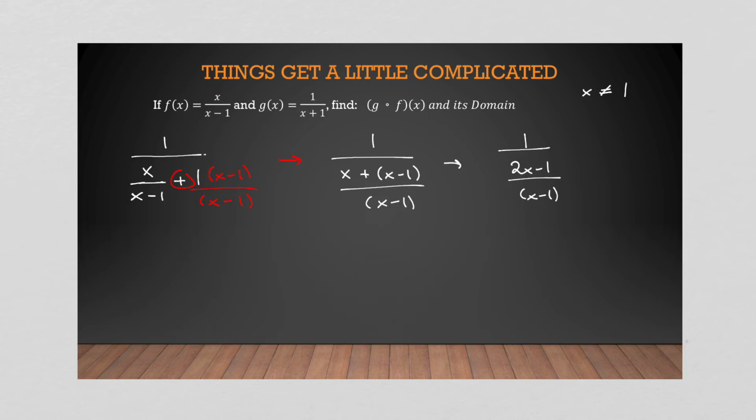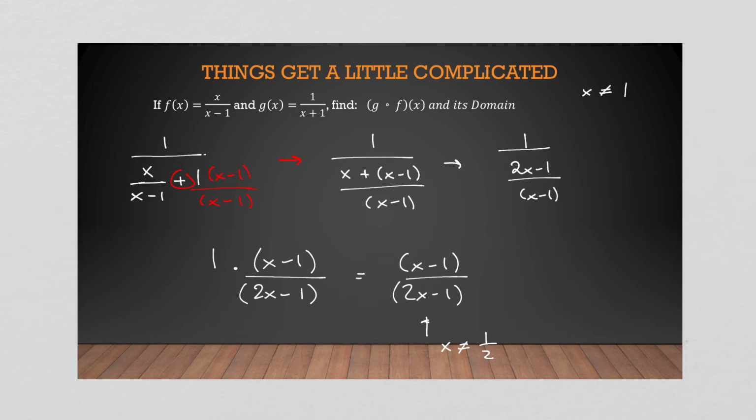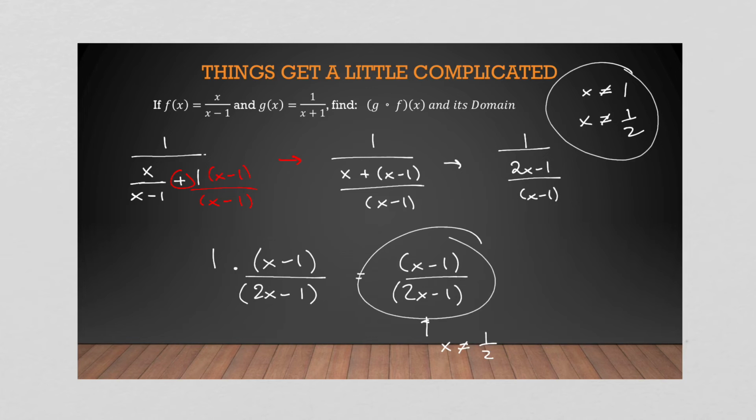And you can think flip, multiply, look at this however you want. You have 1 times x minus 1 over 2x minus 1, which just gives us x minus 1 over 2x minus 1. There's actually no simplification we can do there. That is our new one. And here we have a domain restriction where x is not allowed to be 1/2. So we have a domain where we can't have x equal to 1 and we can't have x equal to 1/2. And this is my combined function, my composite function g of f of x.